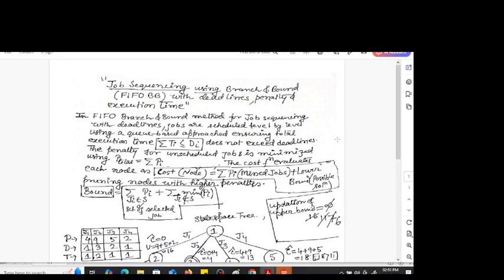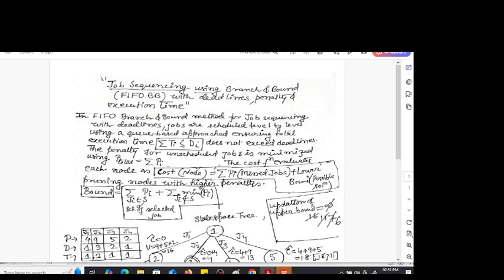Job sequencing using branch and bound method with deadlines, penalties, and execution time. So in FIFO branch and bound method for job sequencing with deadlines, jobs are scheduled level by level using a queue-based approach, ensuring the total execution time, summation TI, should be less than or equal to DI, which is the deadlines. That means execution time does not exceed the deadline.